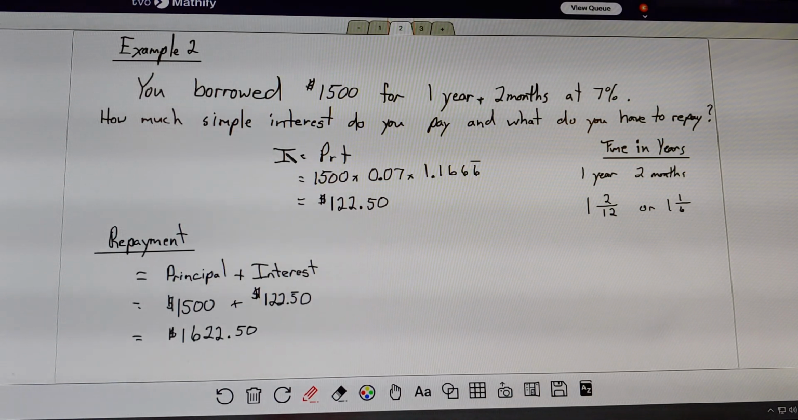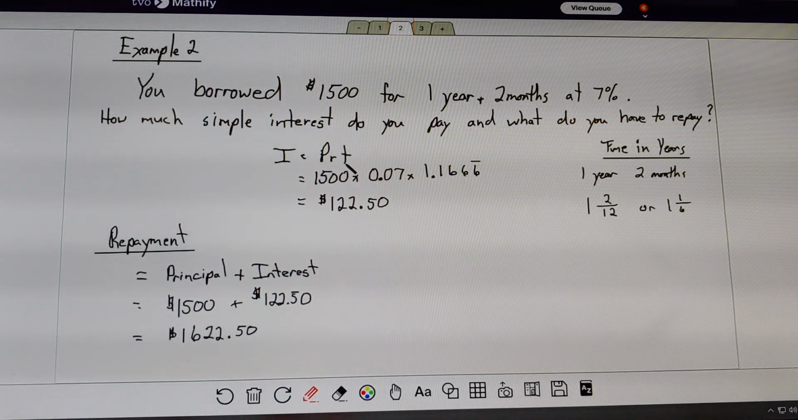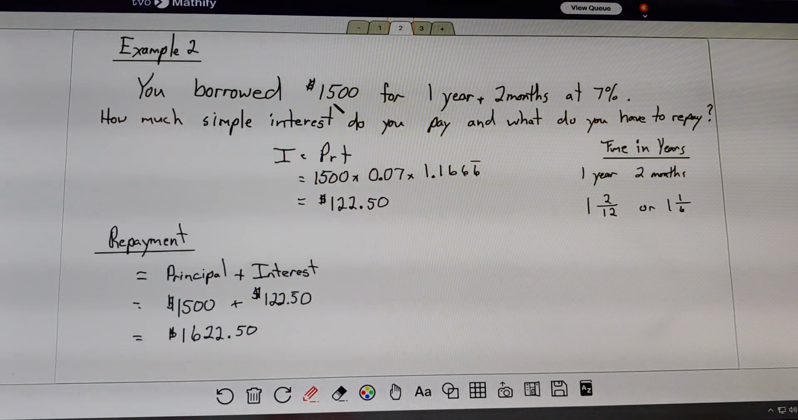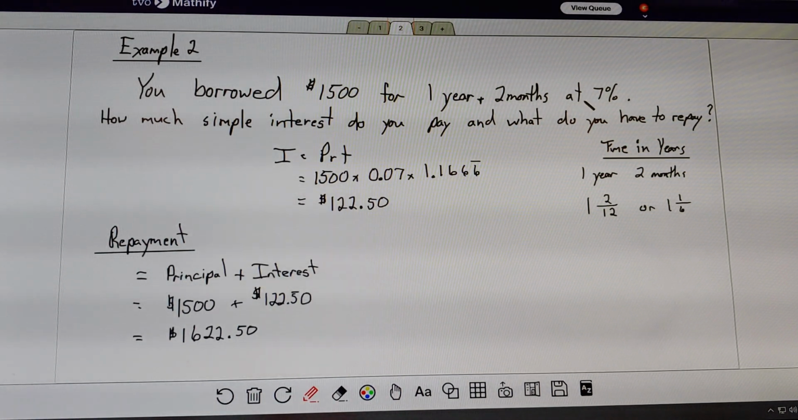So again, always write down the formula, okay? Same as with that circle unit that we did, always formula first so that you know what you're filling in. So simple interest is equal to principal times the interest rate written as a decimal multiplied by the time in years. So our principal, 1,500. Our interest rate, 7%, written as a decimal. So again, decimals here, once, twice to the left, 0.07.